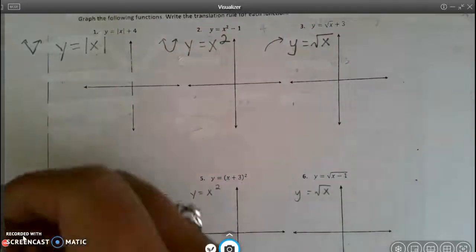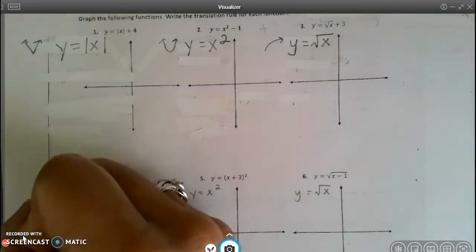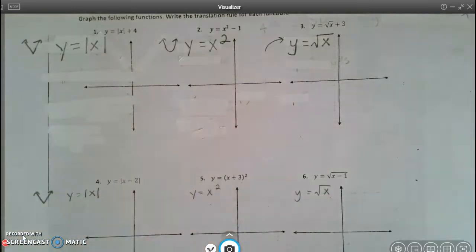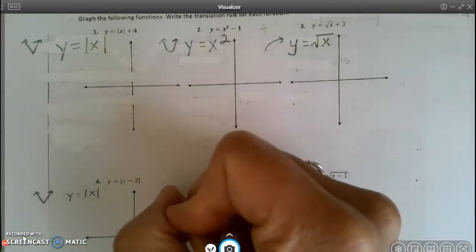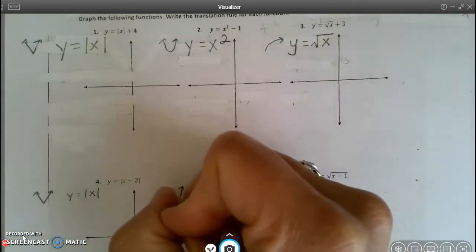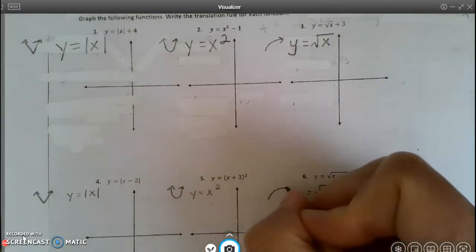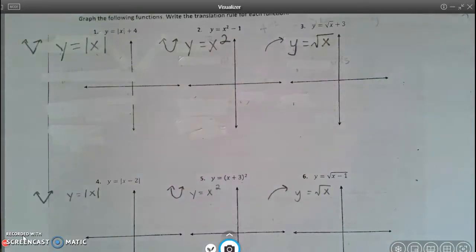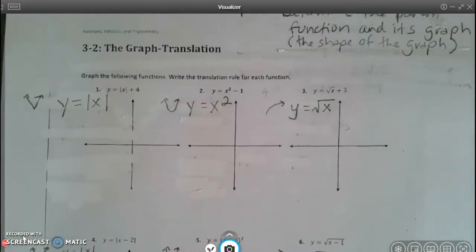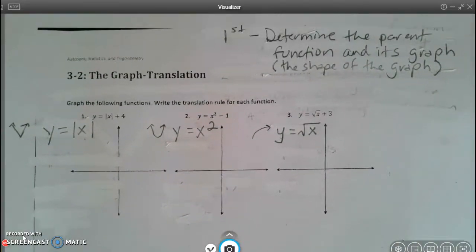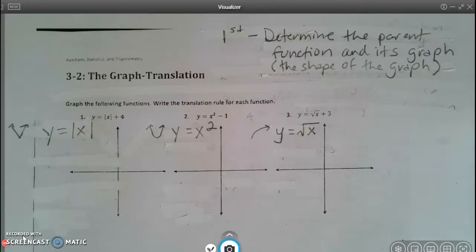Same thing, y equals the absolute value of x is V-shaped. Y equals x squared is U-shaped. And y equals the square root of x, that curve like that. Okay? All right, so we have done step 1. We determined the parent function and its graph, the shape of the graph.